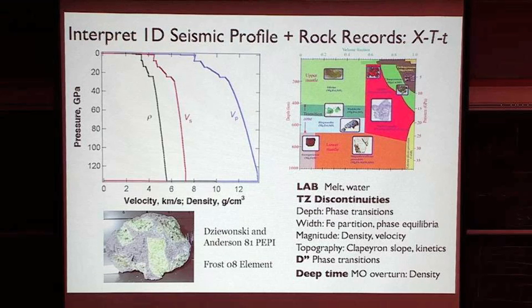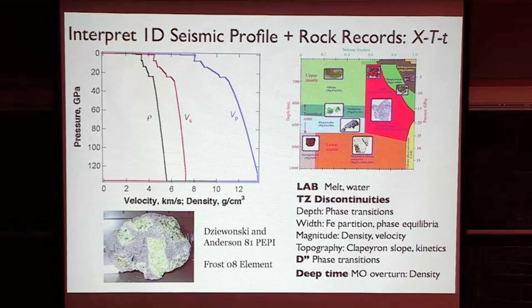So if we combine these things together, one goal is to interpret 1D seismic profiles in terms of composition, temperature, and then as a function of time. We have some significant issues. For instance, the lithosphere-asthenosphere boundary, what causes that? Is there a melt there?